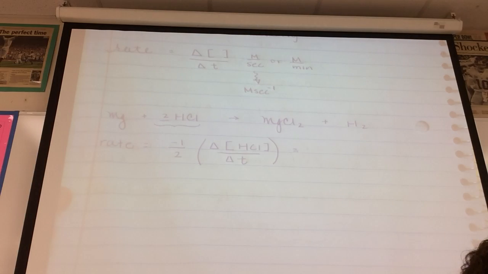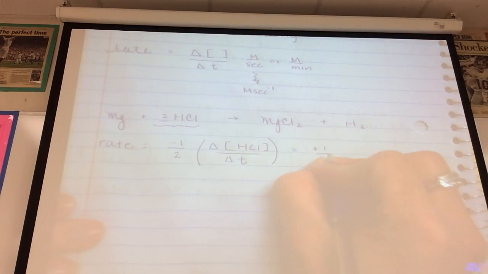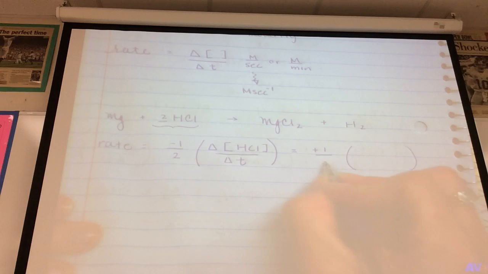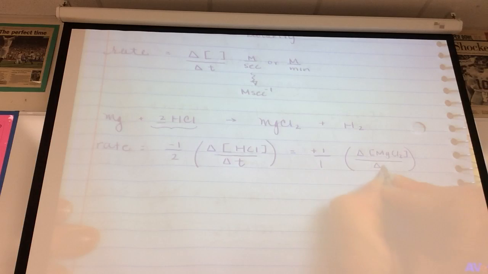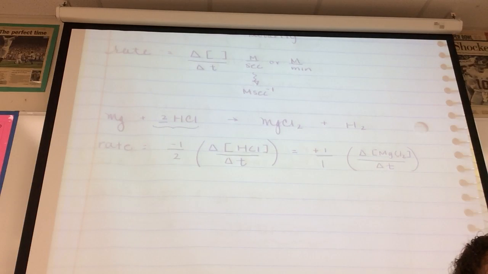Now we're going to pick one product. Which one would you like to pick? Magnesium chloride. +1 over what? 1, the coefficient. Change in magnesium chloride. You need these brackets like this because that indicates concentration, change in time. Easy peasy?